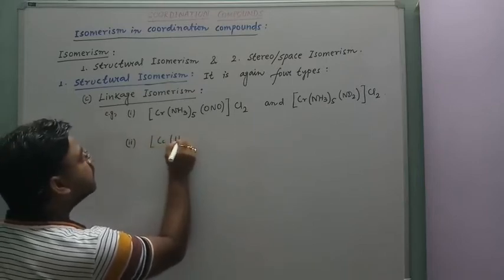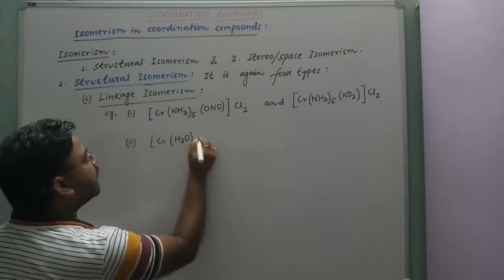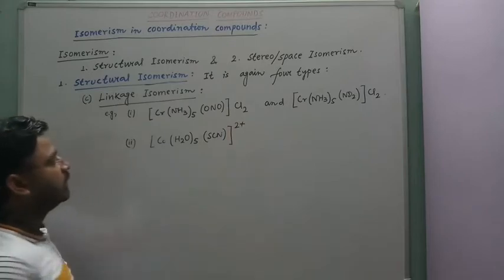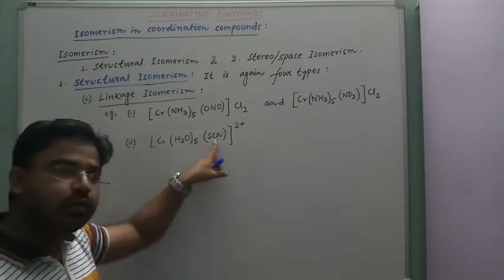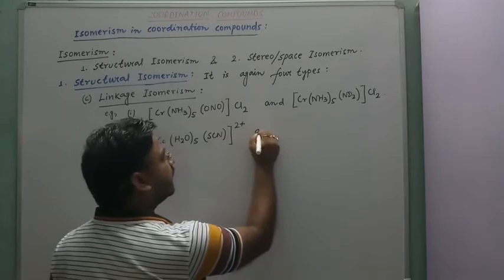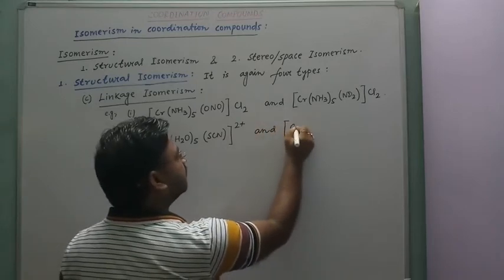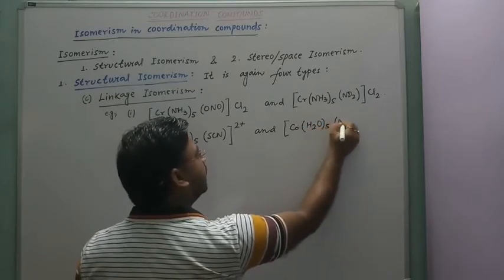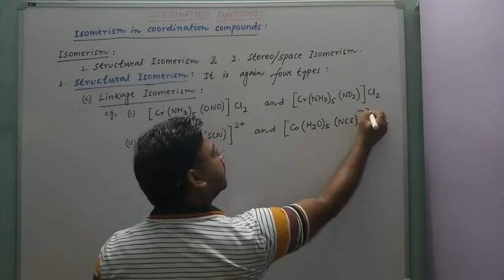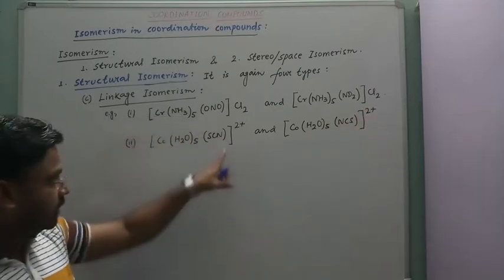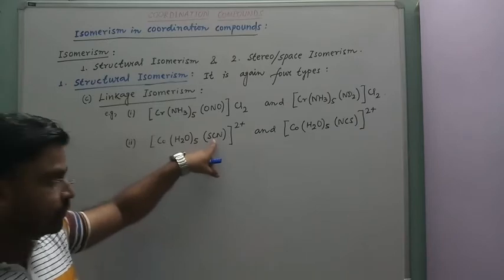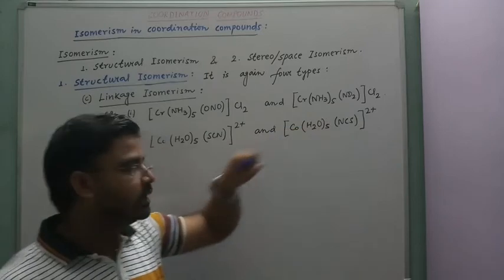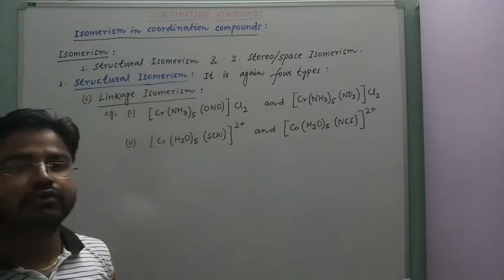Another example, number 2, [Co(H2O)5SCN]Cl, thiocyanate, and [Co(H2O)5NCS] tripositive. So here thiocyanate, isothiocyanate. So these are ambidentate ligands. Ambidentate ligand is present, so it is linkage isomers.